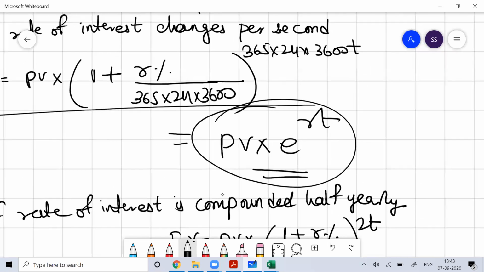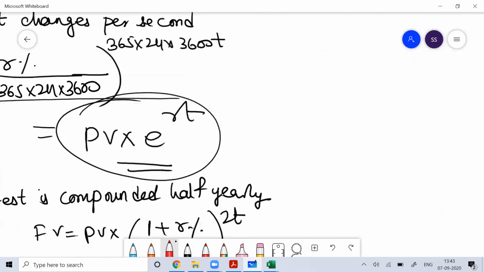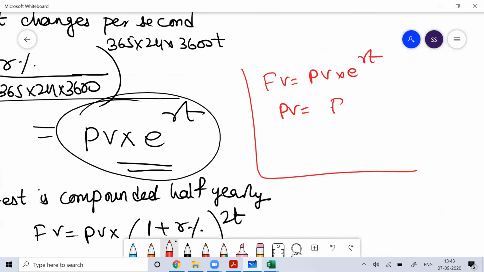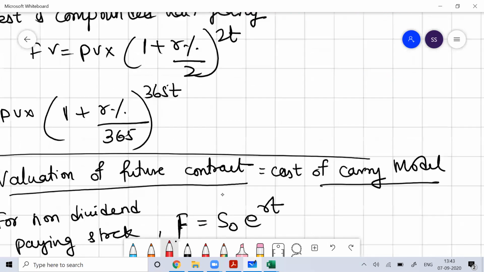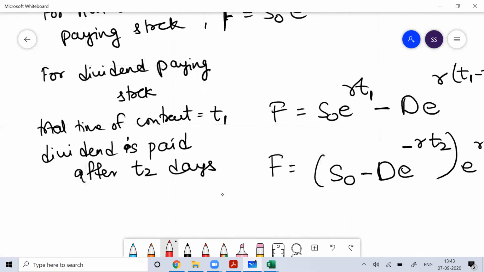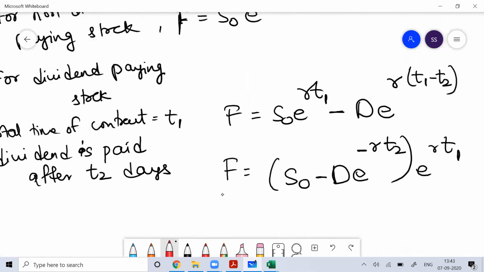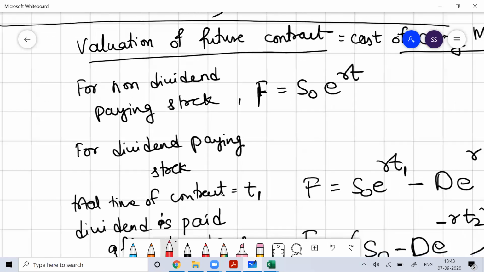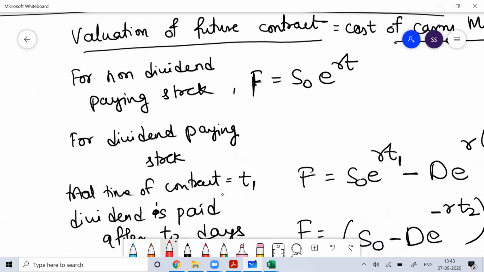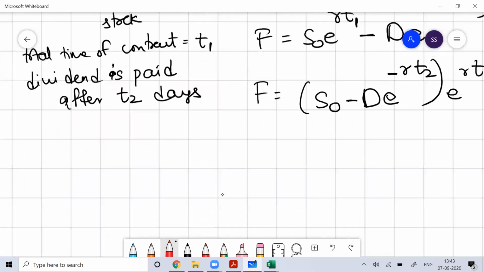See guys, understand. Whenever you use the cost of carry model, your future value is equal to present value into e to the power RT. So I can determine present value as future value into e to the power minus RT. Both mean the same thing. If the stock pays a dividend, this is the formula you follow to calculate the future price. For a non-dividend paying stock, this would be the formula. For a dividend paying stock, this would be your formula.